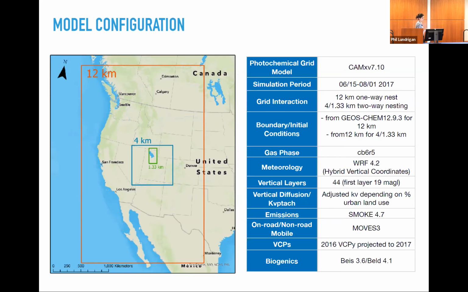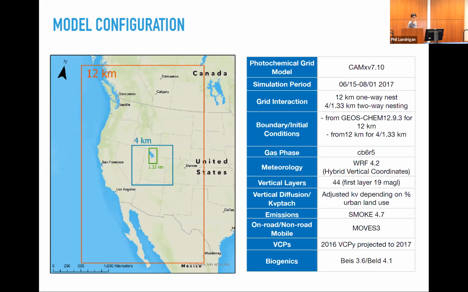So for model configuration, how did we configure the model? We used CAMx V7.1 for our photochemical modeling. The episode we're simulating is a summertime episode that occurred in 2017. We ran the 12-kilometer domain as standalone, where we used the boundary conditions from GEOS-Chem modeling that Rambo did for us. For the 4- and 1.33-kilometer domains, we ran these in a two-way interaction mode. And boundary conditions for these were derived from the 12-kilometer domain.